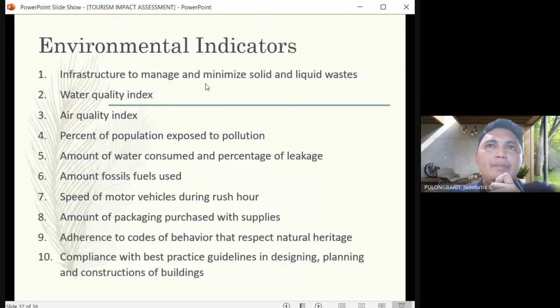And then the environmental indicators. Under environmental indicators: infrastructure to manage and minimize solid and liquid waste, water quality index, air quality index, percentage of population exposed to pollution, amount of water consumed and percentage of leakage, amount of fossil fuels used, speed of motor vehicles during rush hour, amount of packaging purchased with supplies, adherence to codes of behavior that respect natural heritage, compliance with best practices guidelines in designing, planning, and construction of buildings.